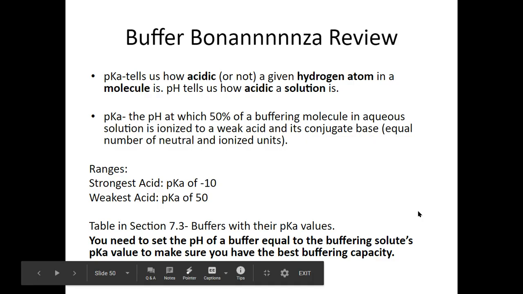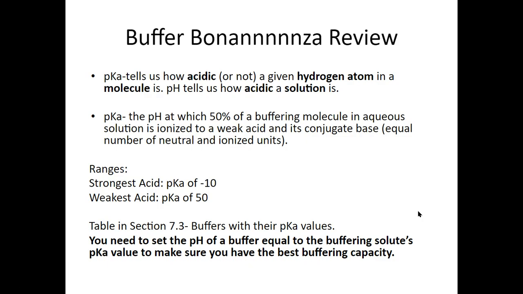Okay, so pKa tells how acidic a given hydrogen atom in a molecule is. pH tells how acidic a solution is. So pKa is the pH at which 50% of a buffering molecule in aqueous solution is ionized, with equal numbers of neutral and ionized units. The strongest acid has a pKa of negative 10, the weakest acid a pKa of 50. So for us, it's to set the pH of a buffer equal to the buffering solute's pKa value, to make sure you have the best buffering capacity.